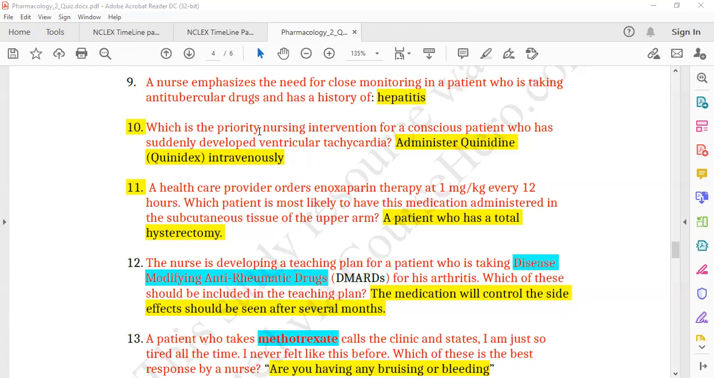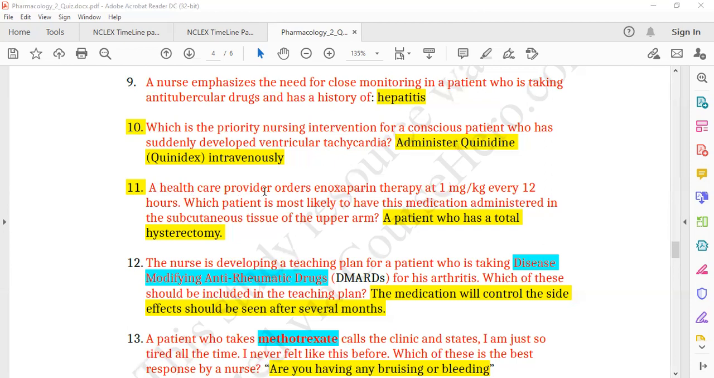Which of the priority nursing interventions for a conscious patient who has suddenly developed ventricular tachycardia? So what is the priority nursing intervention? Administer quinidine intravenously.